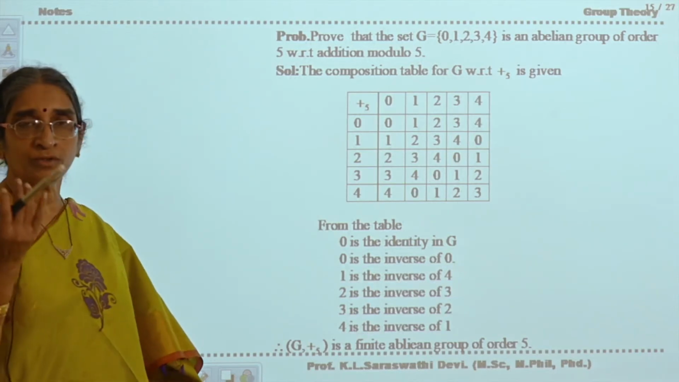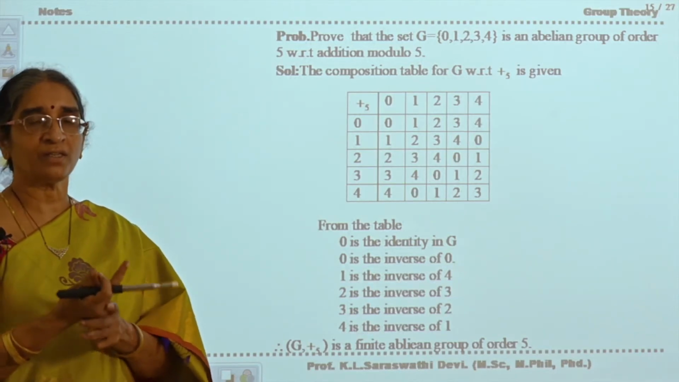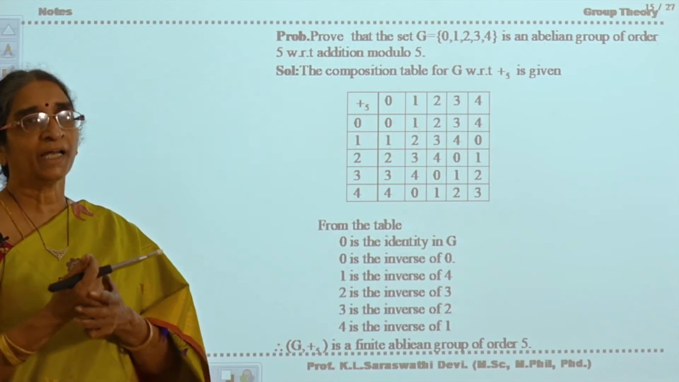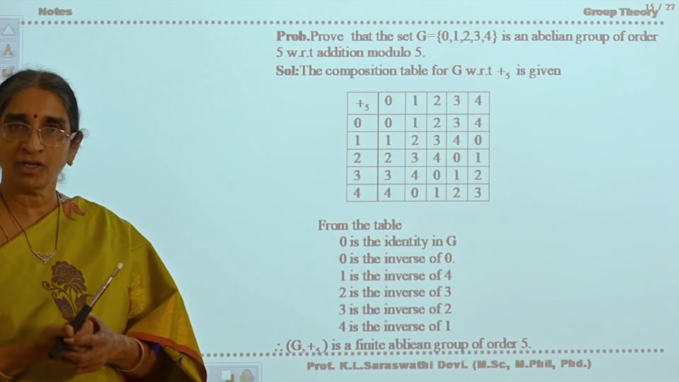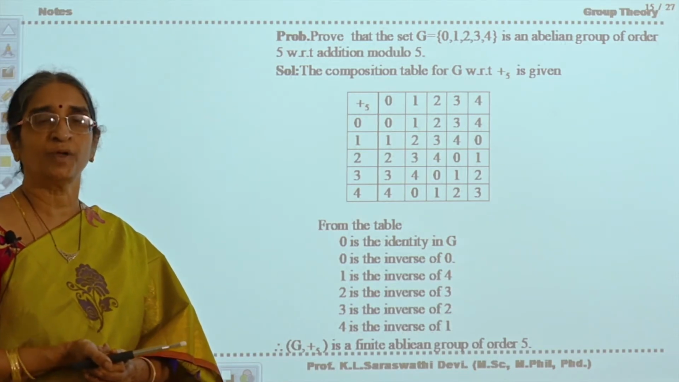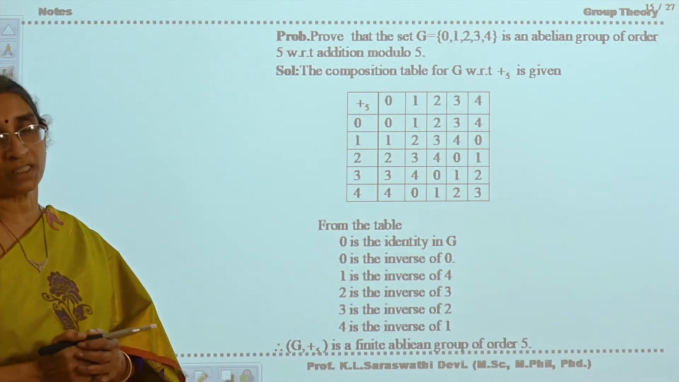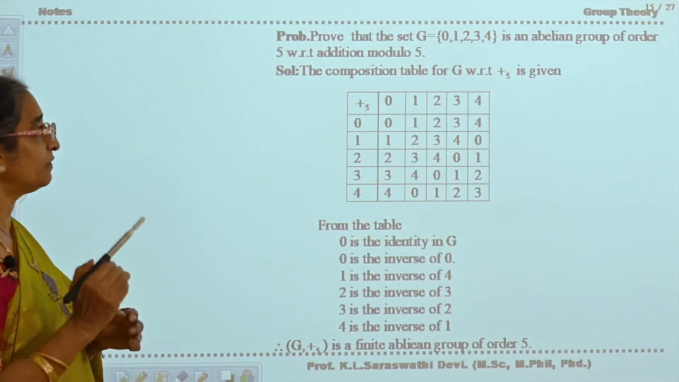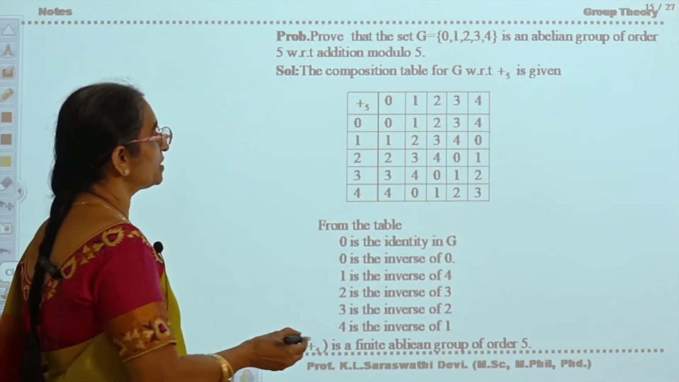Now you are able to show that closure is satisfied, associativity is taken for granted, identity exists, and for every element you are able to find the inverse. Now still you want to say it is a commutative group. So whether the commutative property is satisfied or not, you have to say. When will you say the commutative property is satisfied?